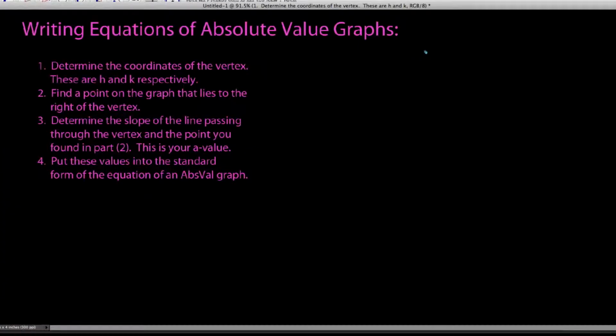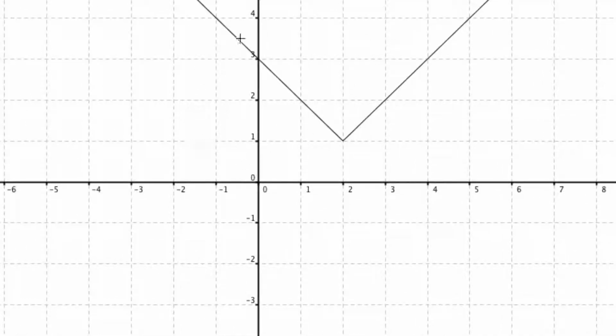Hello YouTube. This video is going to be a quick one about how to write the equation of an absolute value graph. That is, we're going to start with an absolute value graph that we already know what it looks like, for example, this absolute value graph right here. And we are going to work backwards to what must have been the equation for this graph if it looks like this.